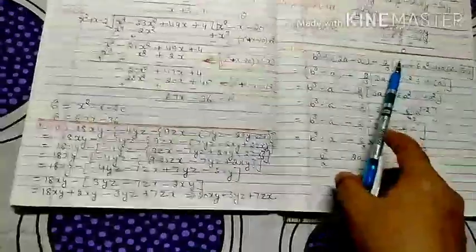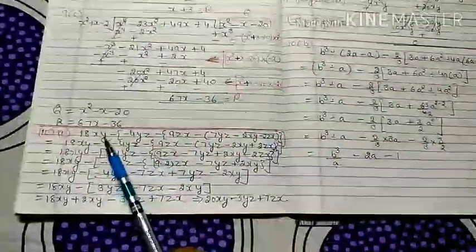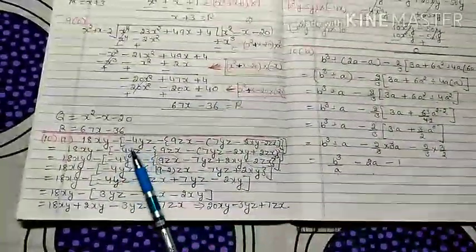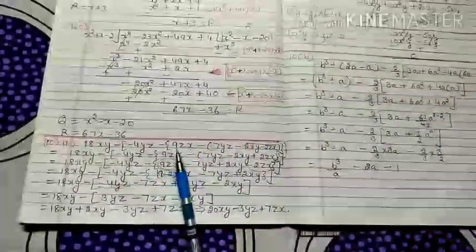Now simplify the following algebraic expression: 18xy minus 4yz, then minus 9zx.